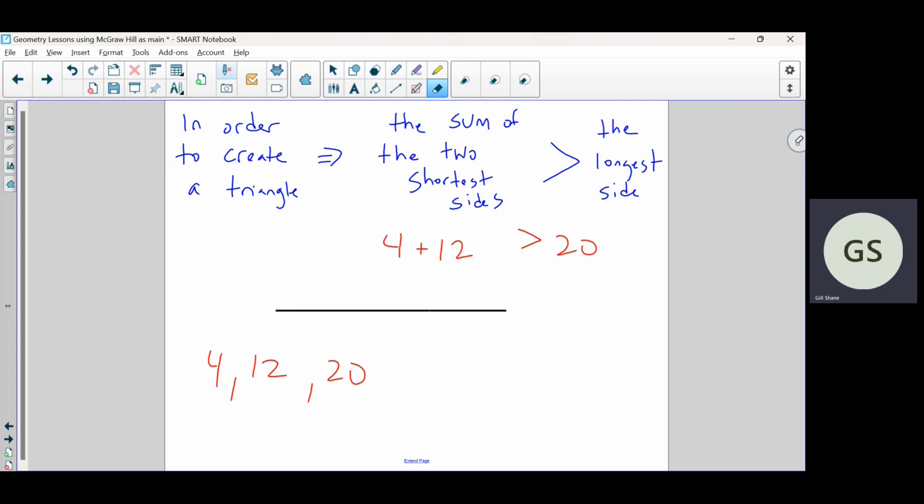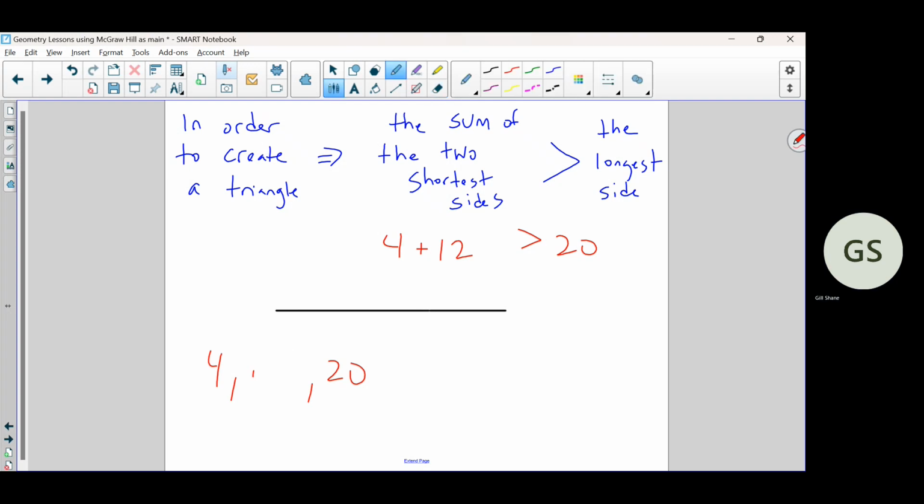What if I gave you this? It's equal. 20 is not greater than 20, so that still does not make a triangle. That's where we got to the line on top of the line. If we folded it down, those two would fold down and lay right on top of that line. That is not a triangle.